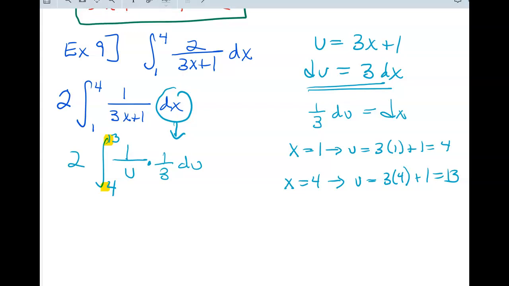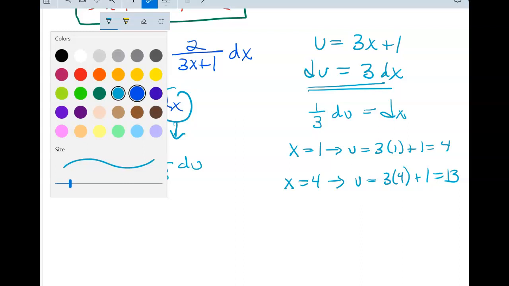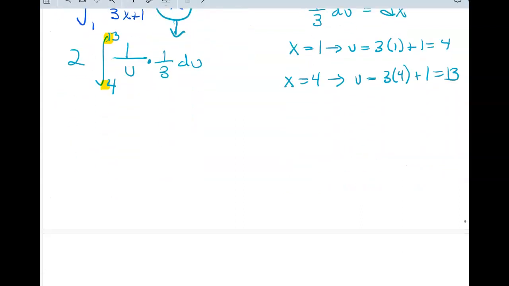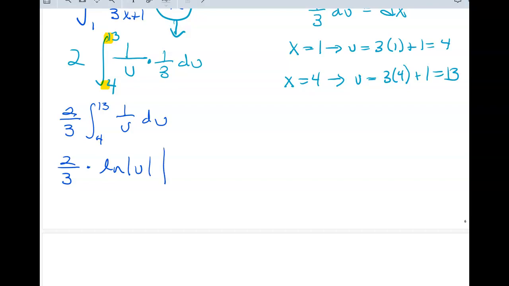All right, let's bring all of our constants to the outside. So there's a 2 times a 1/3, which is 2/3. Integral from 4 to 13 of 1 over u du. So the antiderivative here is the natural log of the absolute value of u. We don't need a plus c for a definite integral. That's from 4 to 13. Continuing, that's 2/3 times the natural log of 13 minus the natural log of 4.